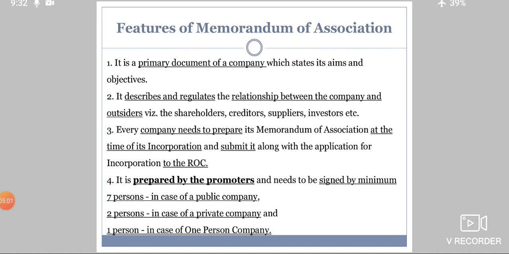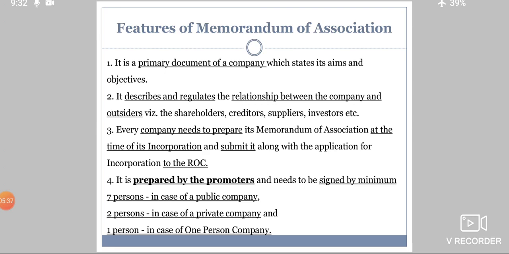The second feature you have is it describes and regulates. It describes, it shows and then it regulates the relationship between the company and outsiders. Outsiders, when I say, it could be shareholders, it could be creditors, suppliers, investors, etc. So now there is a relationship between the outsiders and the company. So this memorandum of association describes the relationship, how company is going to deal with the outsiders.